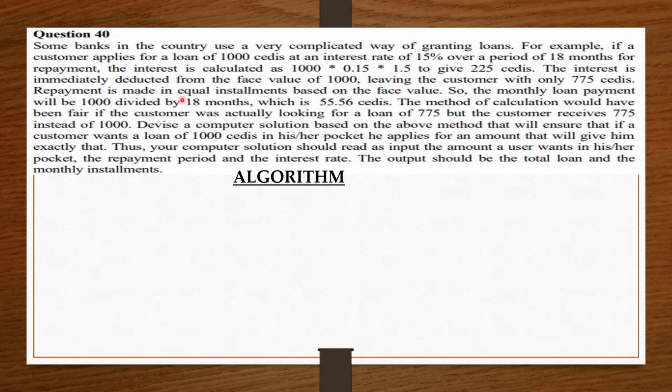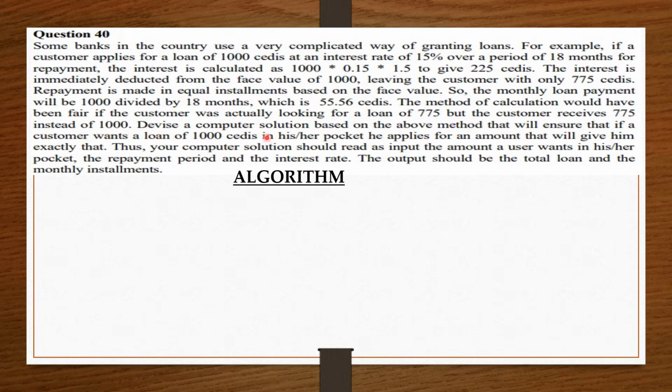Repayment is made in equal installments based on the face value. So the monthly loan payment will be 1,000 divided by 18 months, which is 55.56 cedis. The method of calculation would have been fair if the customer was actually looking for a loan of 775, but the customer received 775 instead of 1,000.